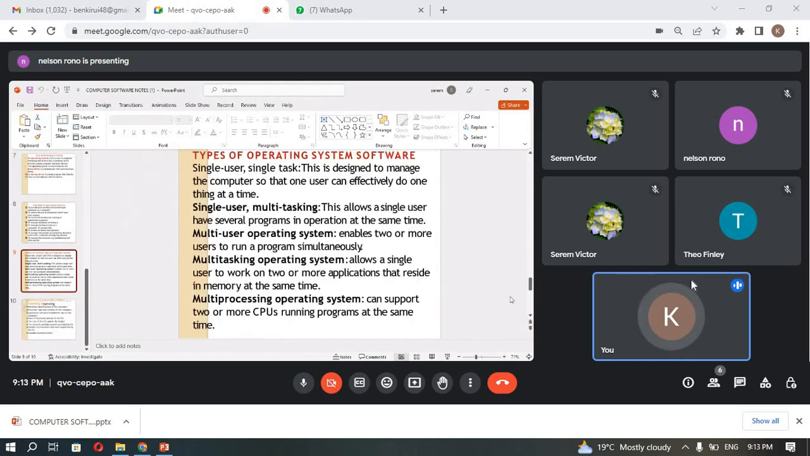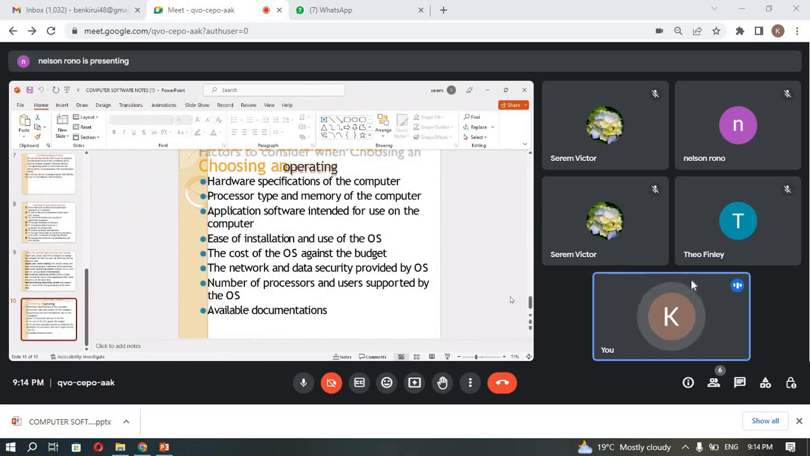We have types of operating system. We have single user, multi-user, multitasking, and lastly multiprocessing operating systems.